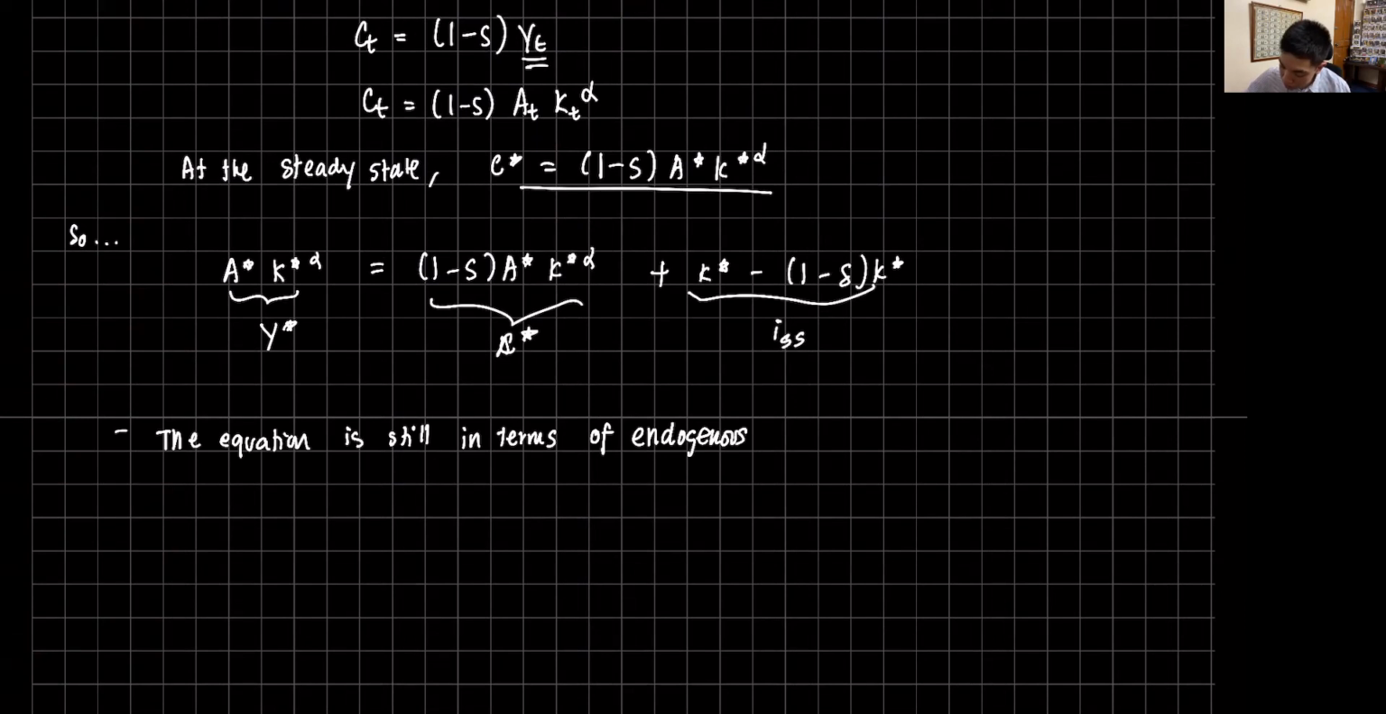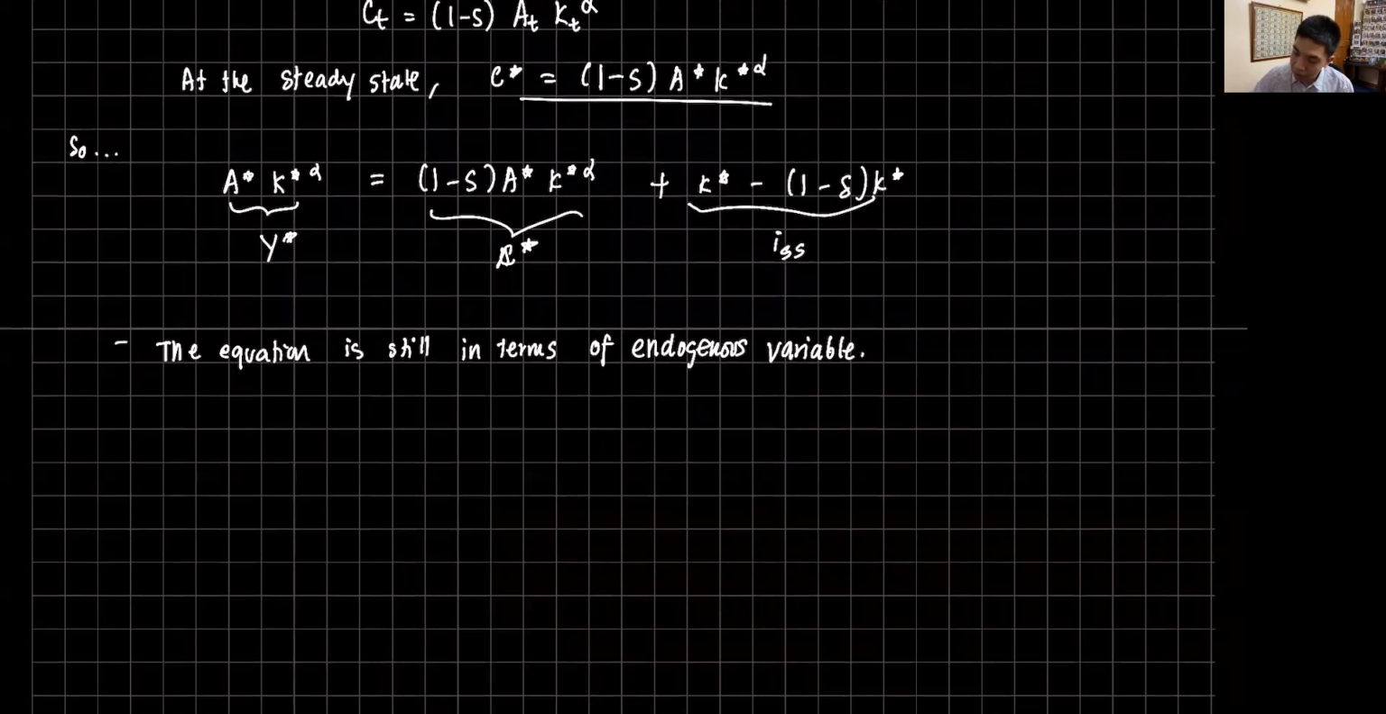And as much as possible, we want to express, we're deriving these steady state values. We want these steady state solutions to be in terms of the exogenous parameters that we have. So we want them to be some function of our alpha, our A, our delta, and S.